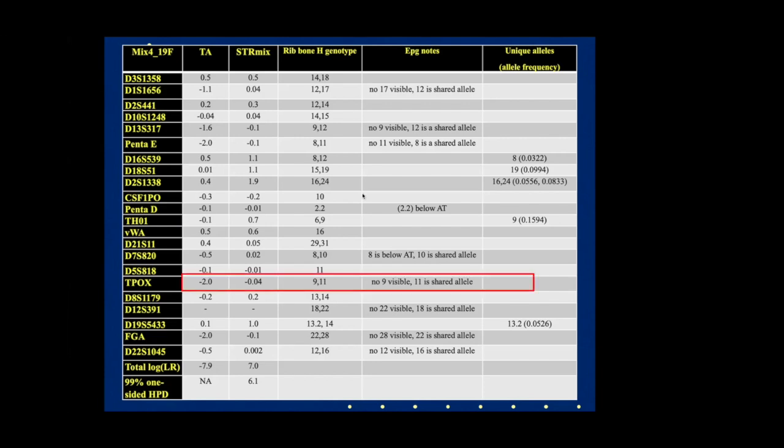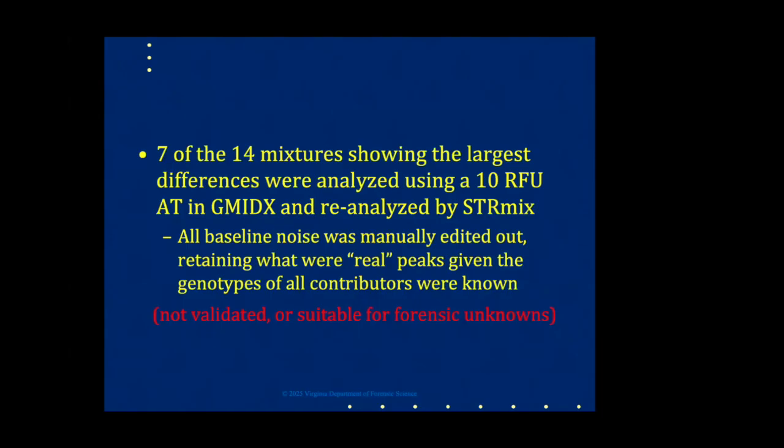So next, just to draw your attention to one locus that I'm going to focus on, TPOX. At TPOX, the rib bone H genotype is 9,11. There is no 9 visible, and the 11 is a shared allele. TrueAllele came back at that locus with minus 2.0, and STRmix came back with a log LR of minus 0.04, just barely negative. So let's go to the next slide.